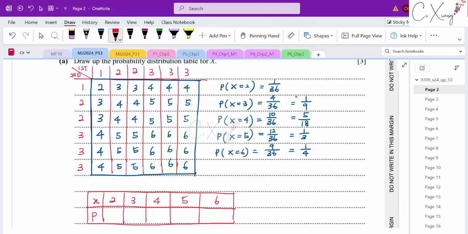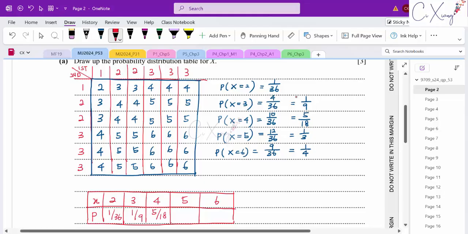So x equals to 2 is 1 over 36. 3 is 1 over 9. 4 is 5 over 18. 5 is 1 over 3. 6 is 1 over 4.